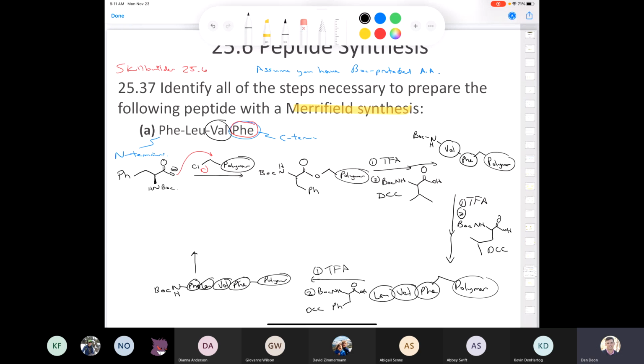So then to get to the product, first we're going to treat it with TFA. That's going to remove the Boc, and then we're going to treat it with HF, hydrofluoric acid, and that's going to remove it from the polymer, which I left my methylene out, so I'll fix that. There we go. And then we're going to have 1, 2, 3, 4, phenylalanine, leucine, valine, and phenylalanine. And there you go. That's the final product, like that.